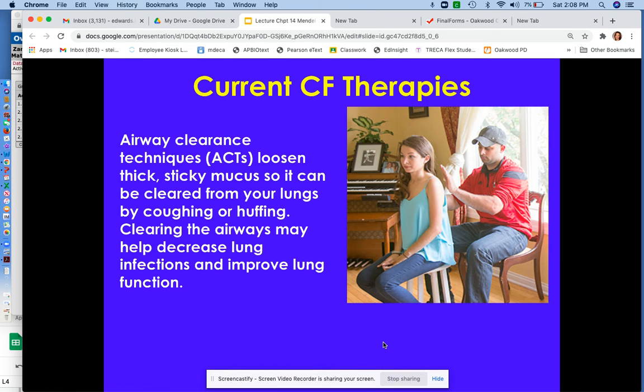So cystic fibrosis, like I said, this young lady is getting patted on the back. It's just a way you have to do airway clearance techniques because the mucus is so thick and sticky, it's hard to breathe. And so they'll do different techniques. So patting on the back, the vest makes you more independent because you're not relying on someone else to smack your back to improve your lung function.